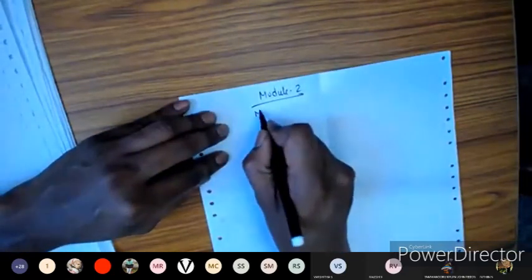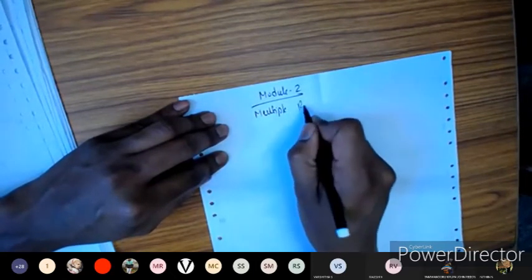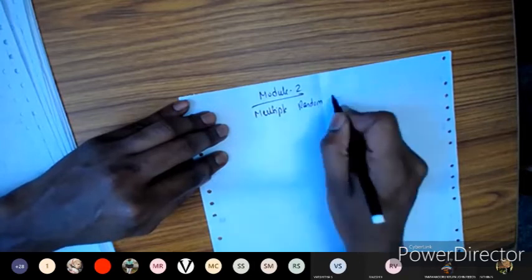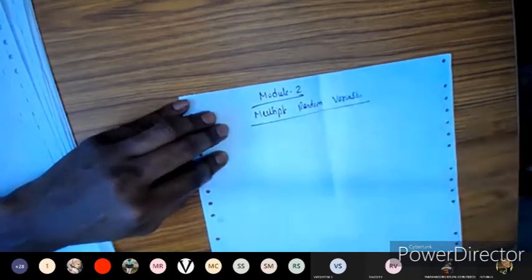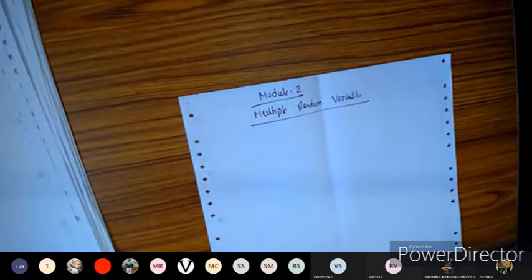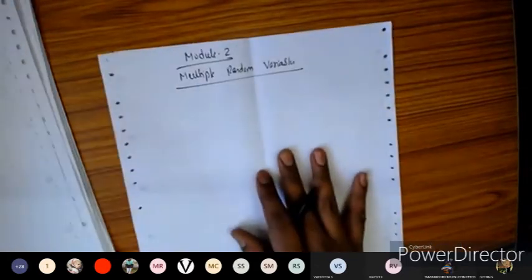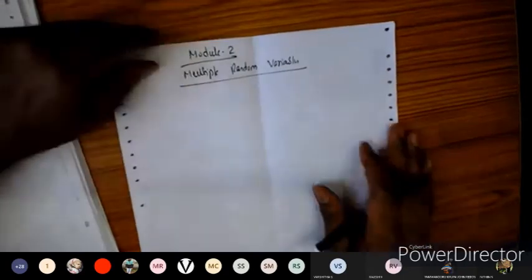Module 2 is about multiple random variables. Multiple random variables is nothing but, okay. So take care. Done. Okay, fine. So do the previous problem as homework.